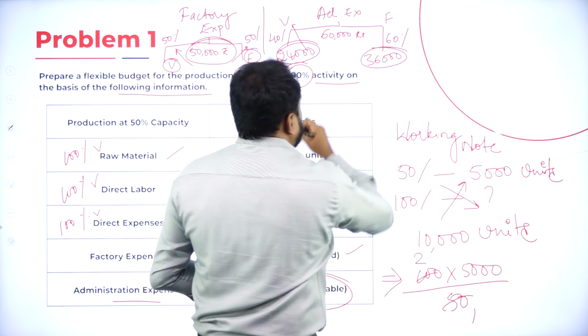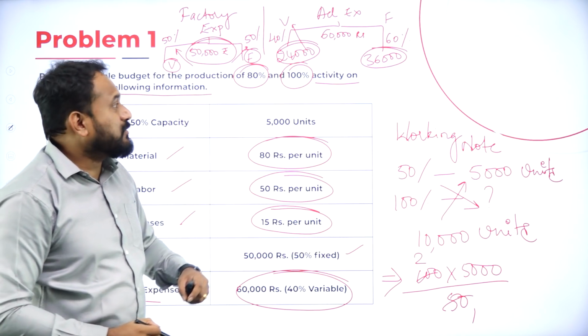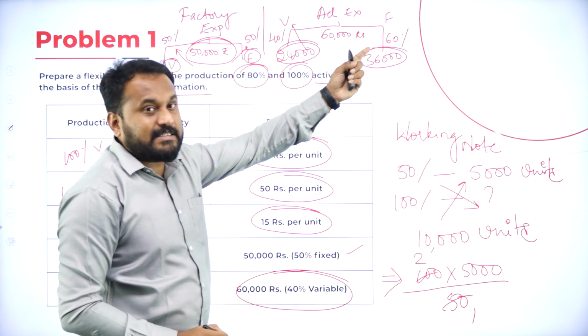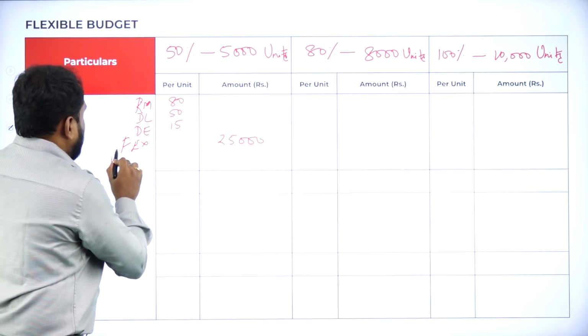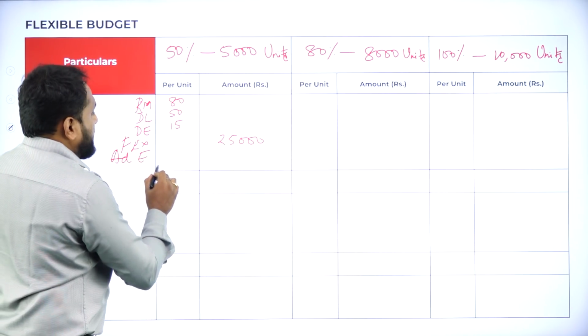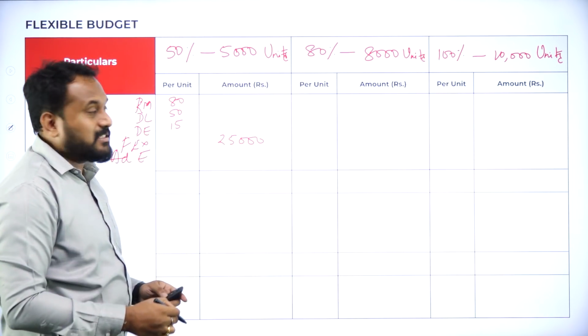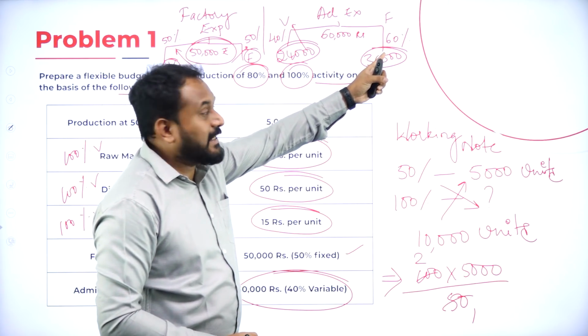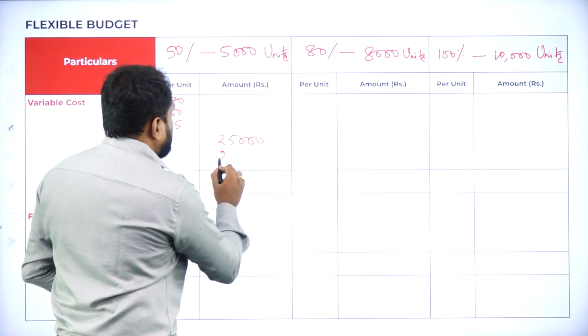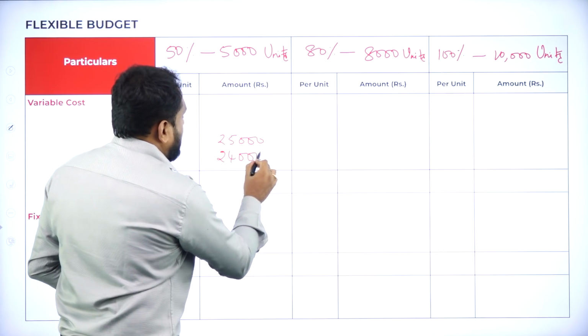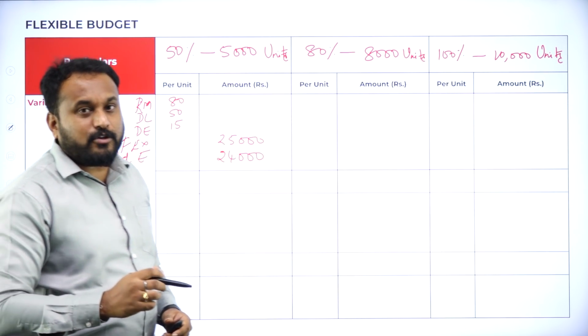36,000 rupees. How much will you give? 36,000 rupees you will give to the fixed. That is the entry: administration expenses. Here for the variable, how much are you supposed to give? Don't write fixed, write the variable 24,000. So 24,000 you will pay here. Easy. Hope you got this.